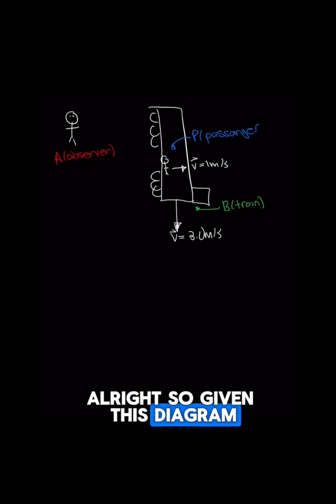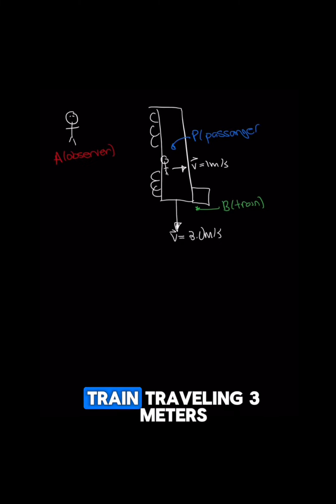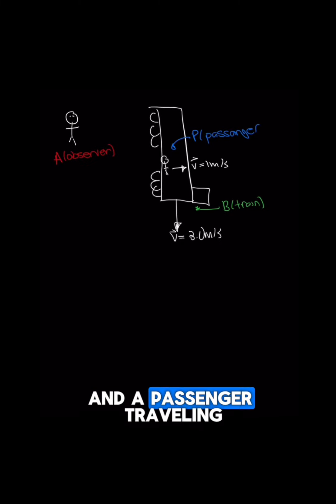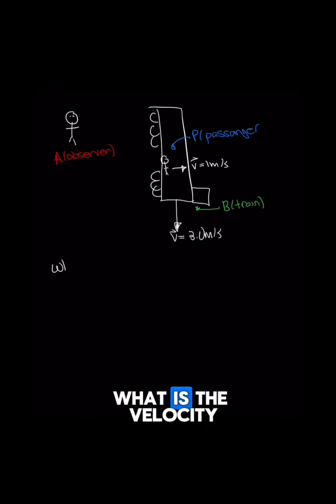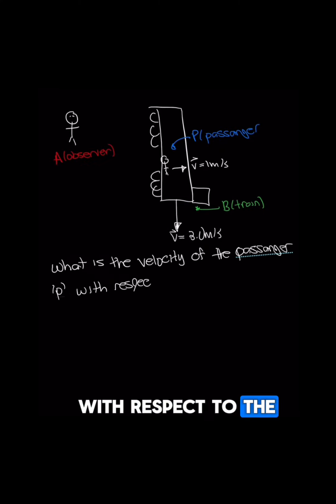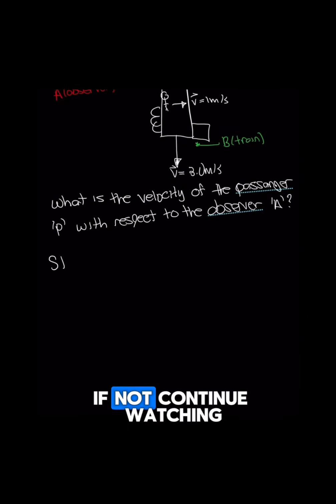All right, so given this diagram for a relative motion problem where we have a train traveling 3 meters per second down and a passenger traveling 1 meter per second to the right, what is the velocity of the passenger P with respect to the observer A? Would you know how to solve? If not, continue watching this video.